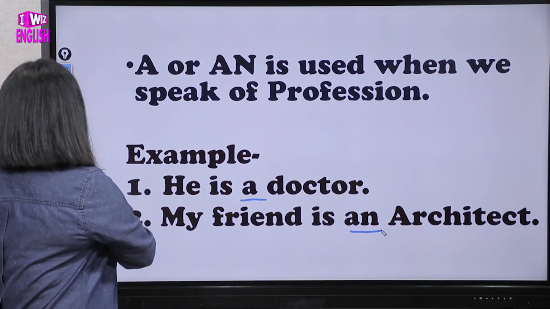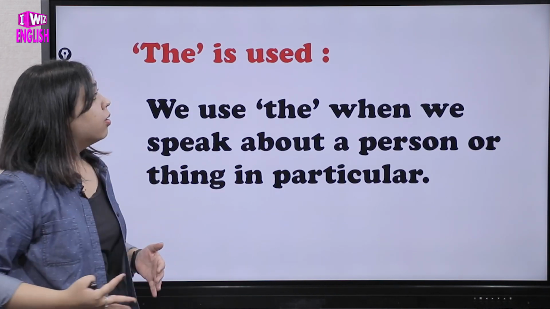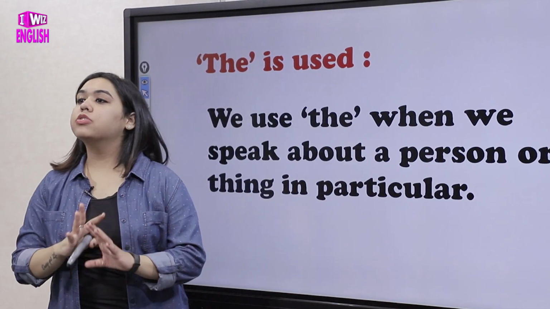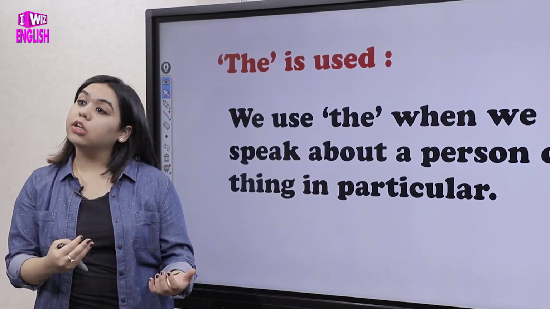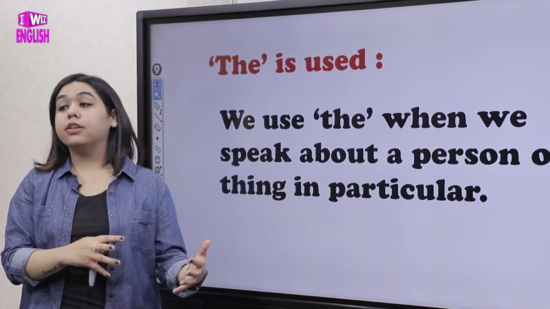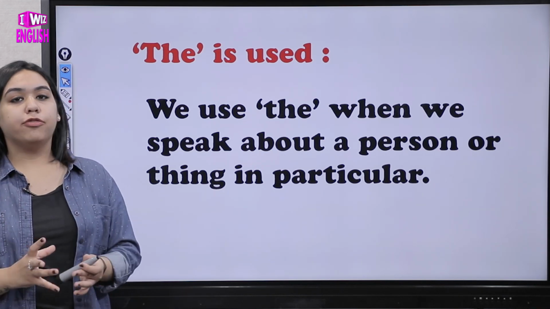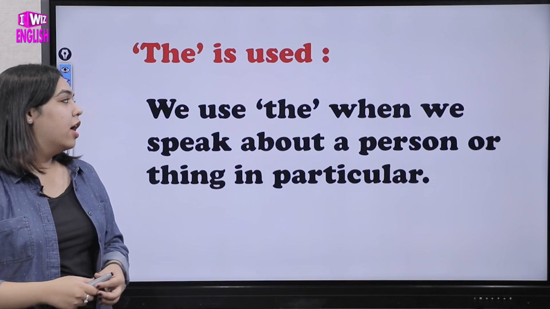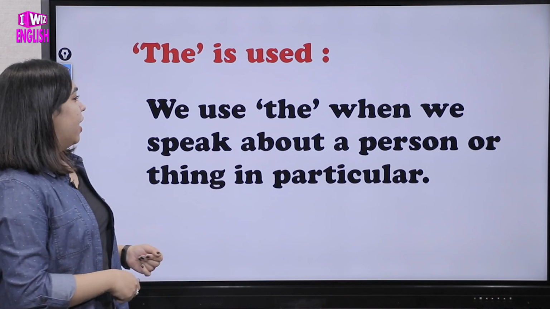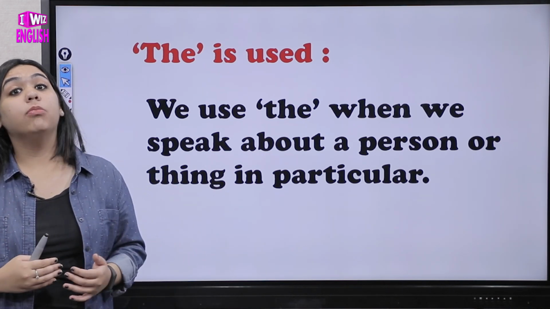Okay, let's look at the next use of the same. Now we are going to talk about the as the article, and it's very important because it covers many things. The can be used for singular as well as plural. When we were talking about a and an as articles, we noticed that we generally use it for singular things or a class or group of people, a group of things. But the could be used for singular as well as plural. We use the when we speak about a person or a thing in particular.